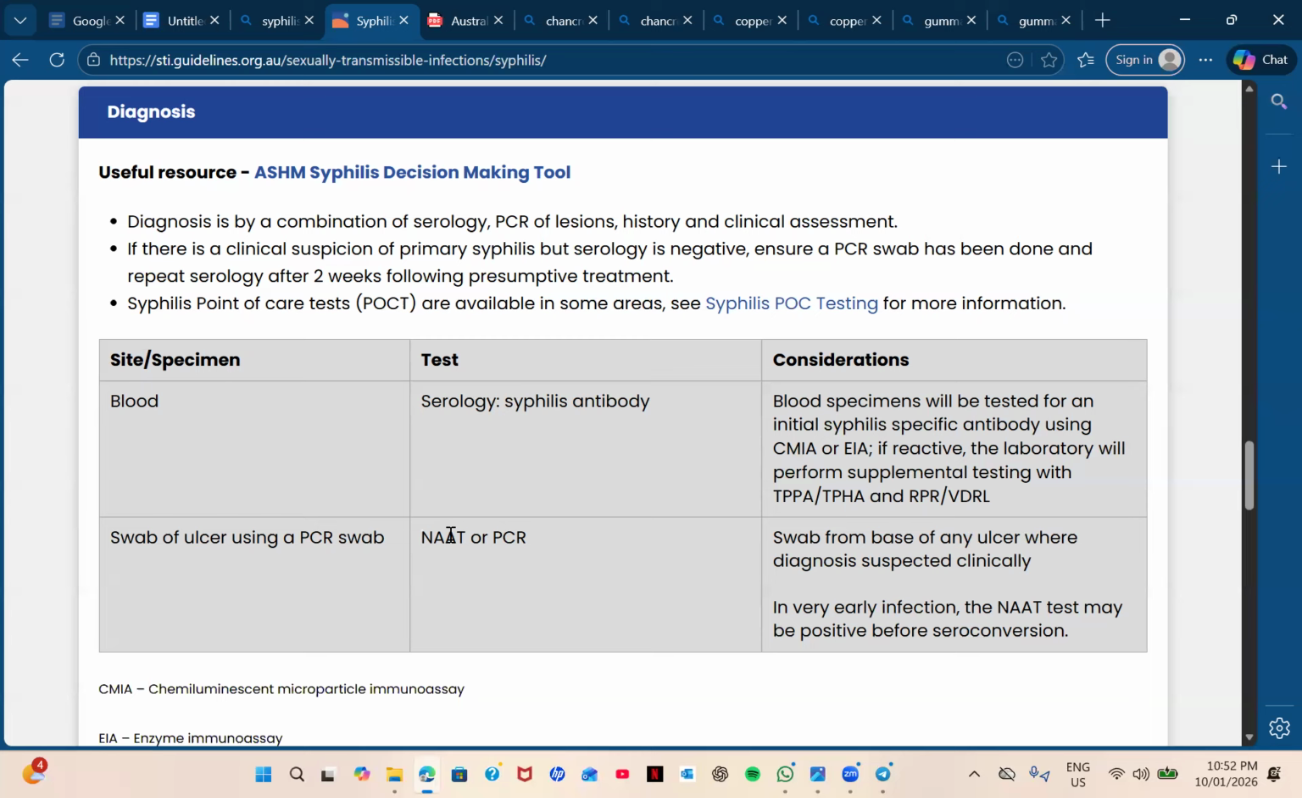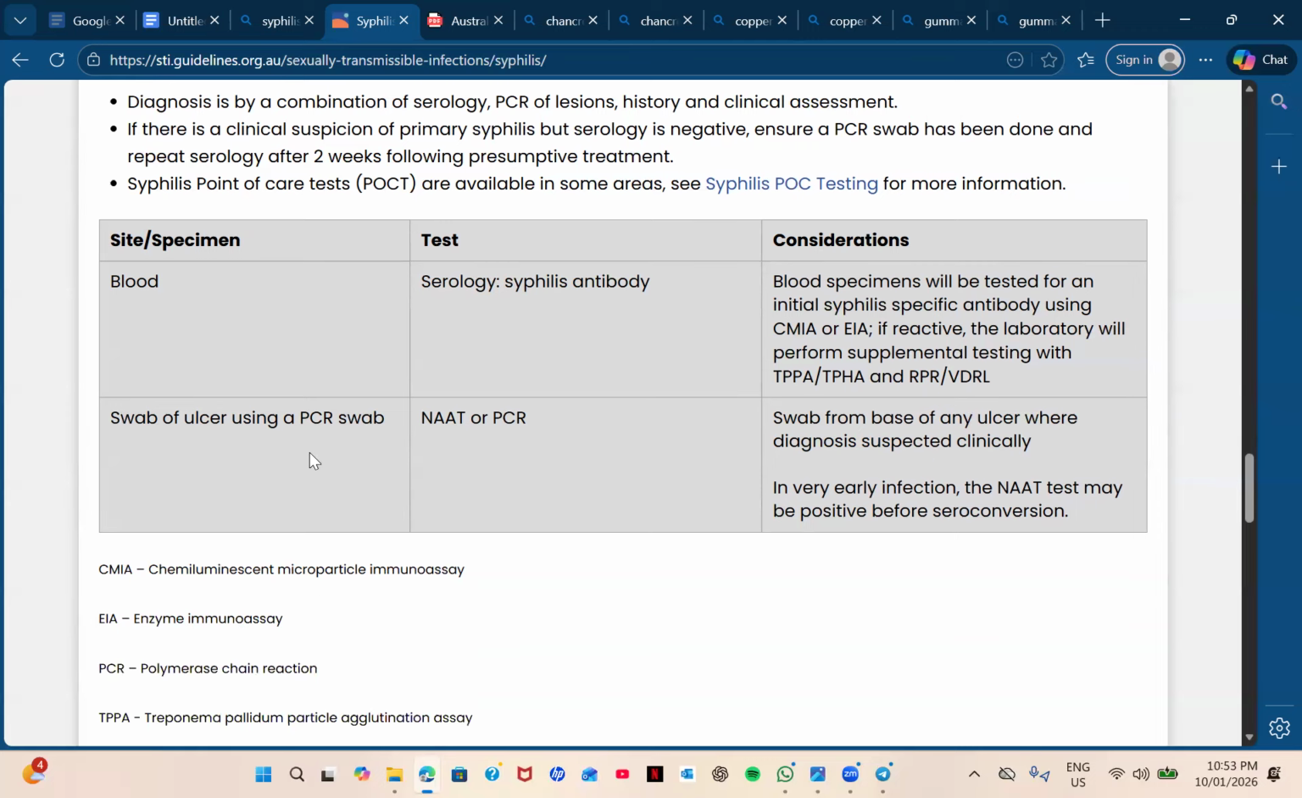Then, what are the sites that we can take the specimen from? We can use the blood and a swab of the ulcer using PCR. So we can use the blood of the patient or a swab from the ulcer. The test is blood serology, so we have to check the syphilis antibody. Then we can take the ulcer swab for the PCR.